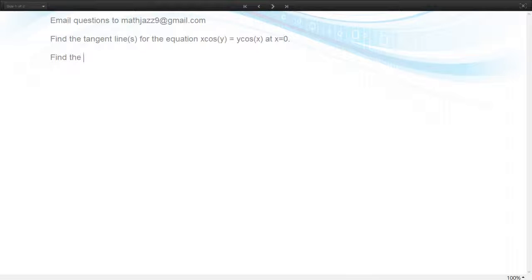Find the 99th derivative of sine of x plus e to the x plus x to the 7th.